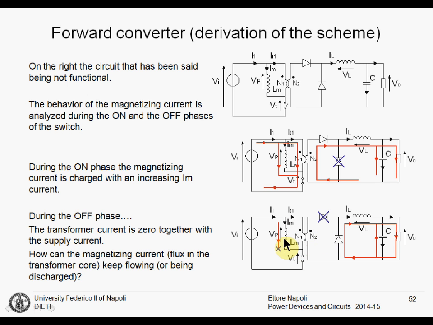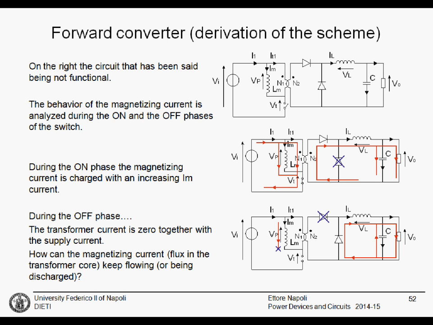This is an ideal transformer. And the magnetizing inductance that has been charged during the on phase of the switch has no way to continue to flow. We need something to let the magnetizing current flow and to discharge the core of the transformer.